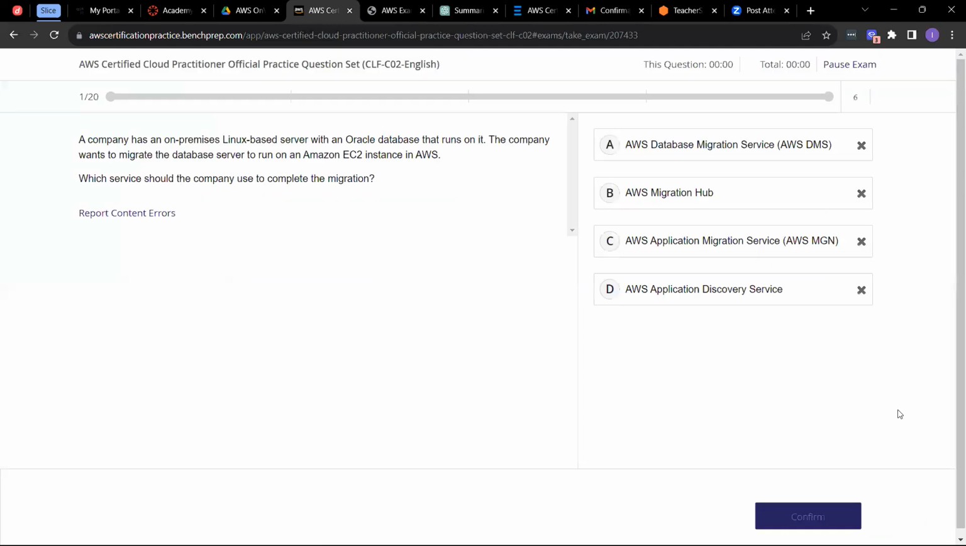So let's go into the questions. Some of them we might have met before, so it'll be easy for us. Some of them we will use our elimination, and if we still don't get it, then we look at it. So the first question says a company has an on-premises Linux-based server with an Oracle database that runs on it. The company wants to migrate the database server to run on an Amazon EC2 instance in AWS. Which service should the company use to complete the migration?